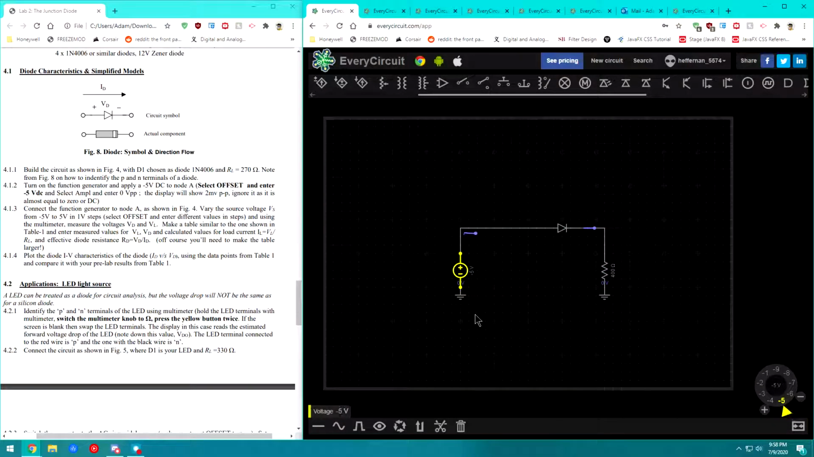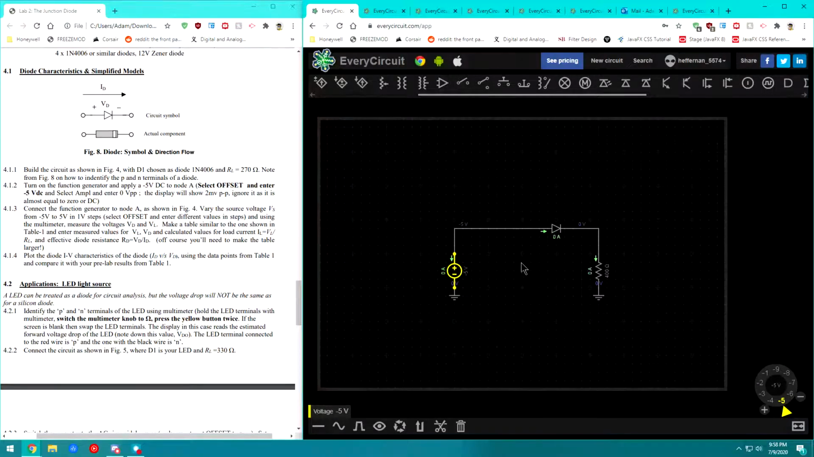To negative 5 volts. Once we're at negative 5 volts, we can see there's no current and no voltage drop across the diode. That makes sense. Negative 4 volts. Same thing. Negative 3. Negative 2. And what I would suggest is having an Excel table open while you're doing this, so you can enter your data and then easily plot it that way. Negative 1 volt.